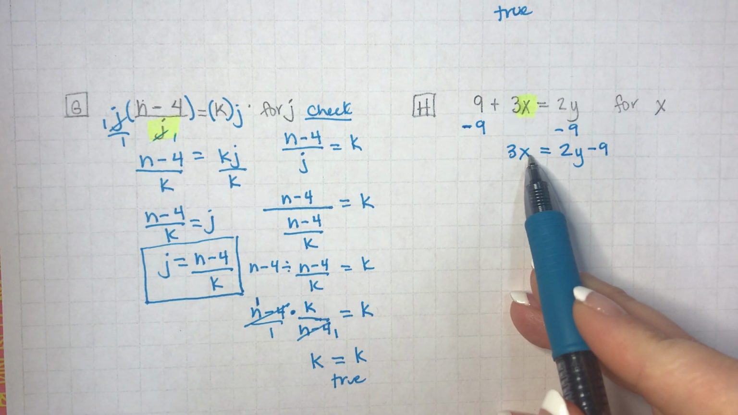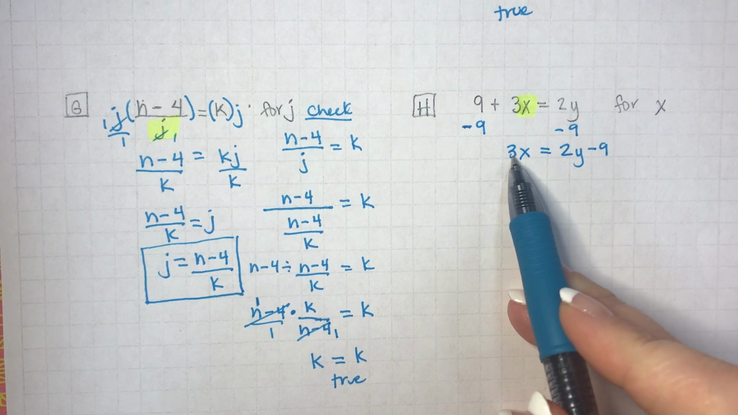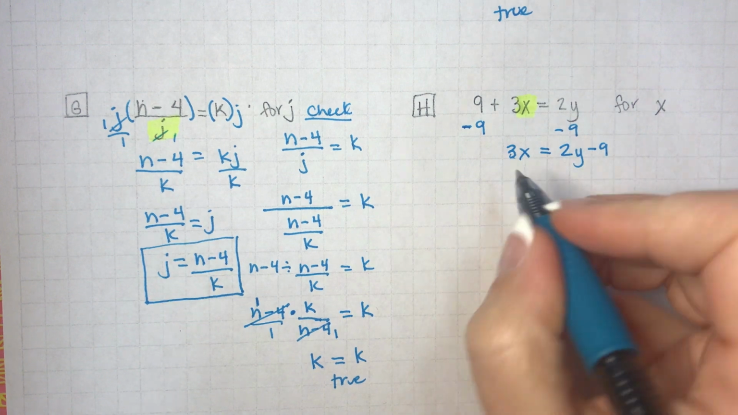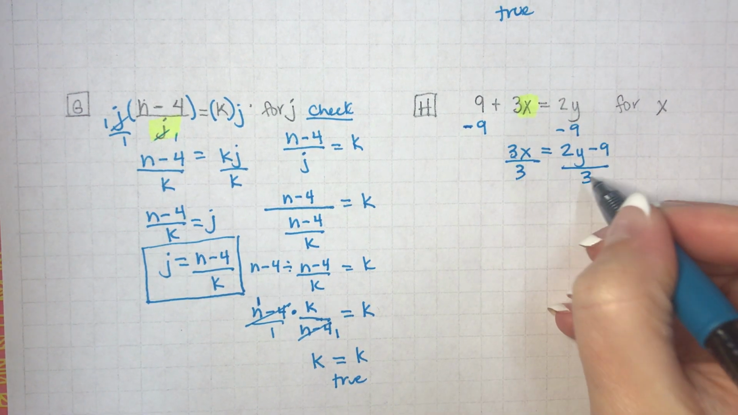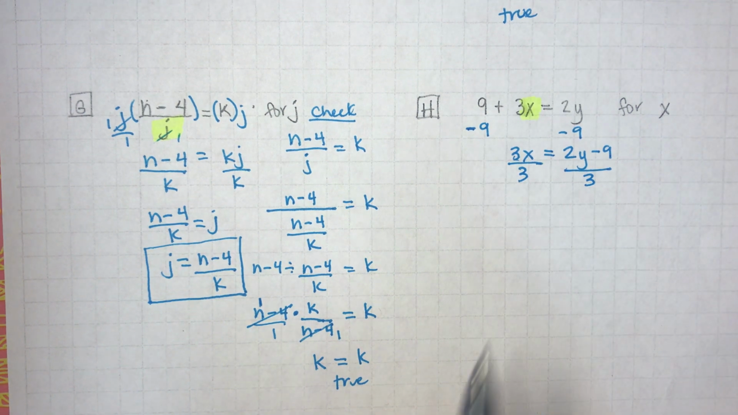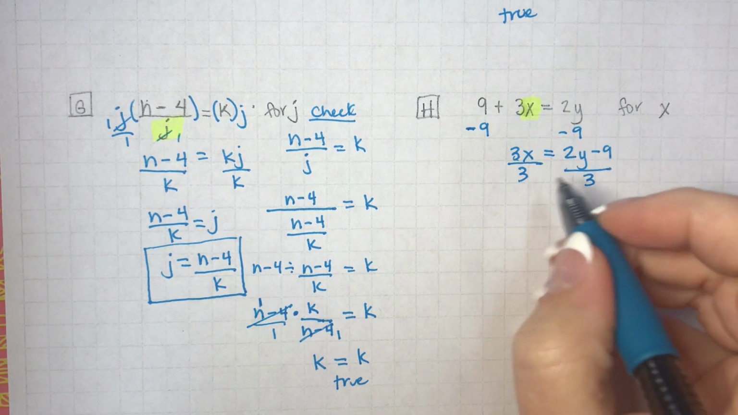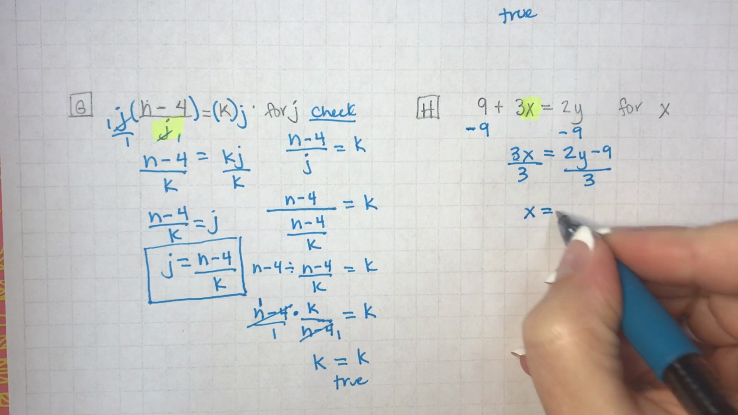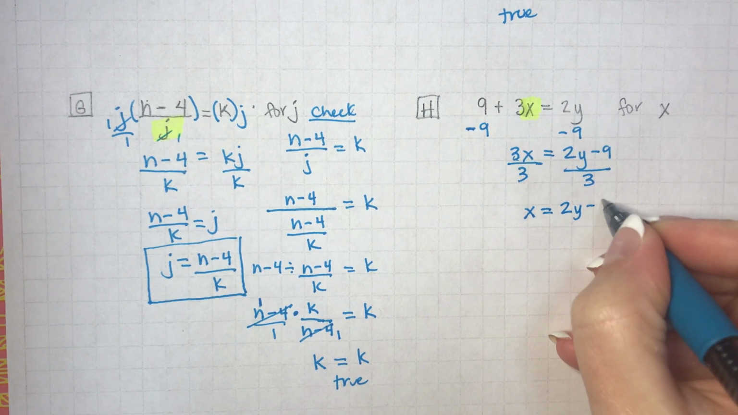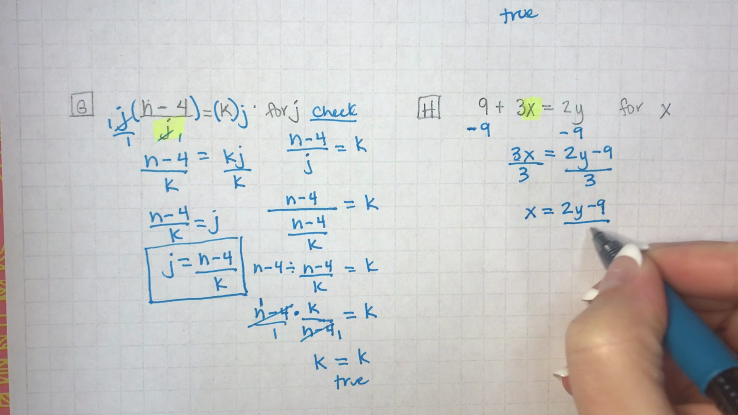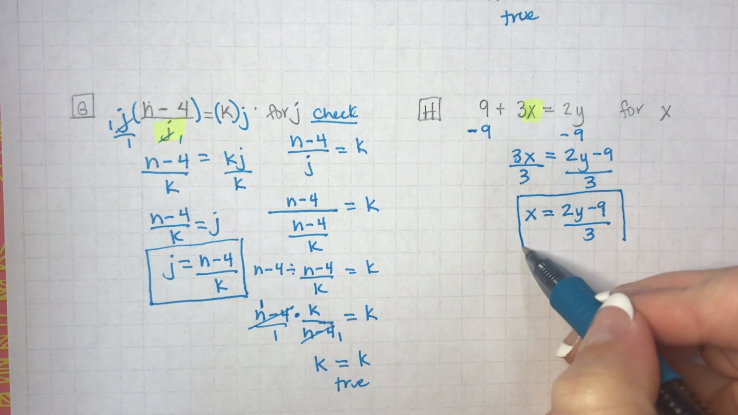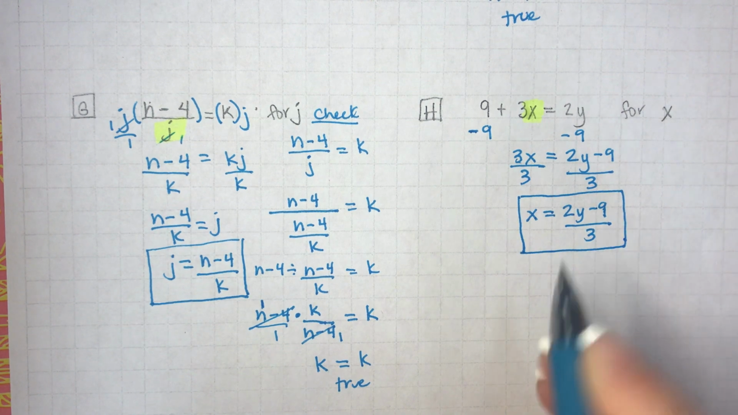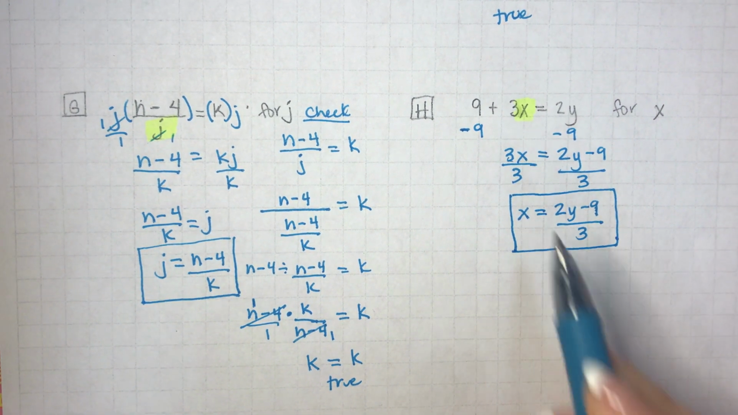Then we're trying to get x by itself. We have x multiplied by 3. So we're going to do the inverse operation of multiplication, which would be division. We're going to divide both sides by 3 here. 3 divided by 3 is 1. 1 times x is x equals 2y minus 9 all over 3. And there you have it. Boom. That's our answer. We solved it for x.